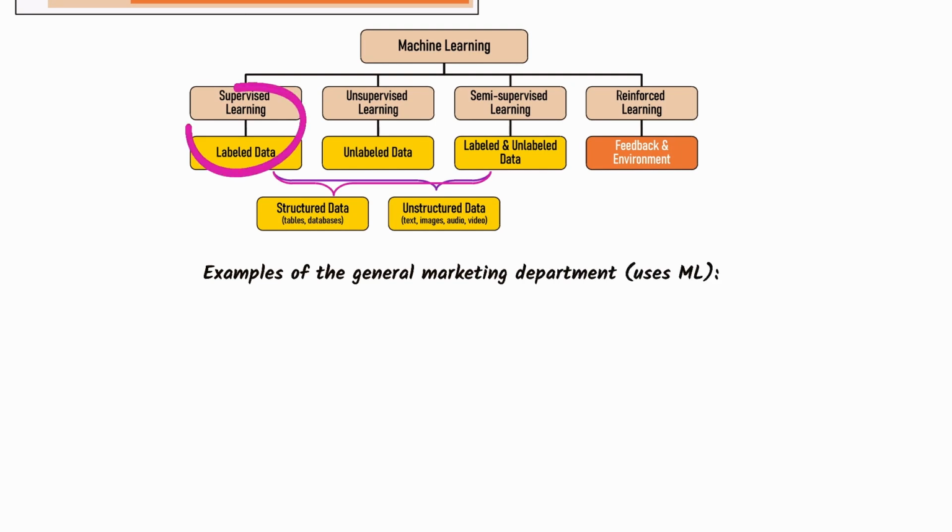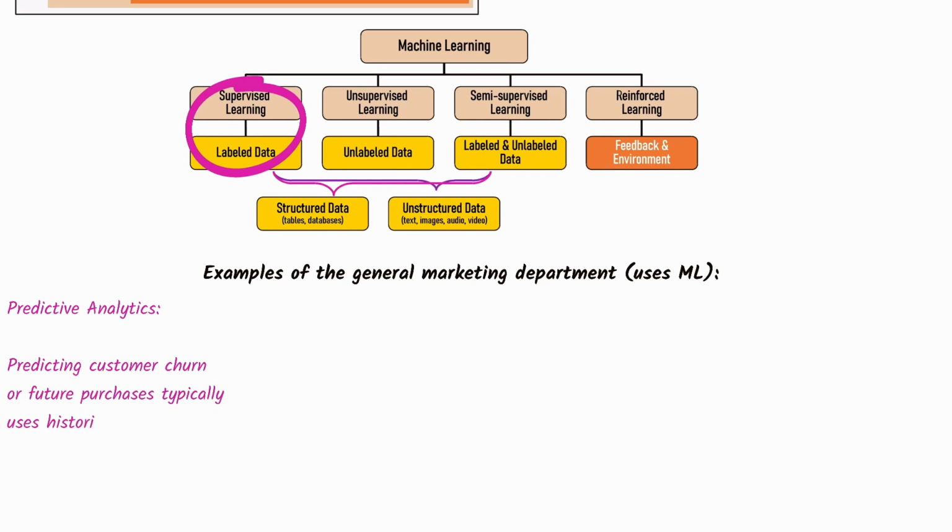Let's take a look at these approaches and revisit our example of the general marketing department to illustrate how ML functions. 1. Supervised learning uses labeled data where inputs are mapped to known outputs. Here is the example in marketing. Predictive analytics. Predicting customer churn or future purchases typically uses historical labeled data, such as past customer behavior, and whether they churned or not, to train a model to make predictions.